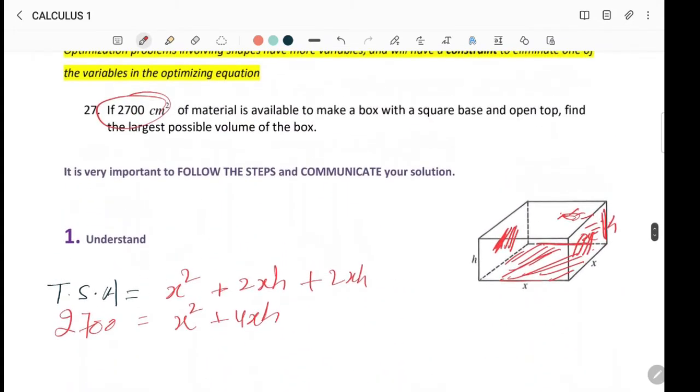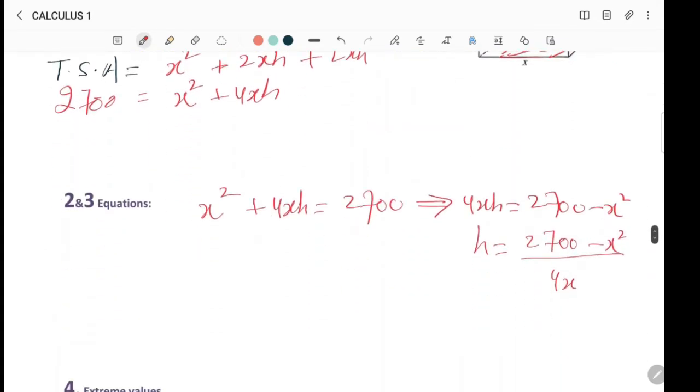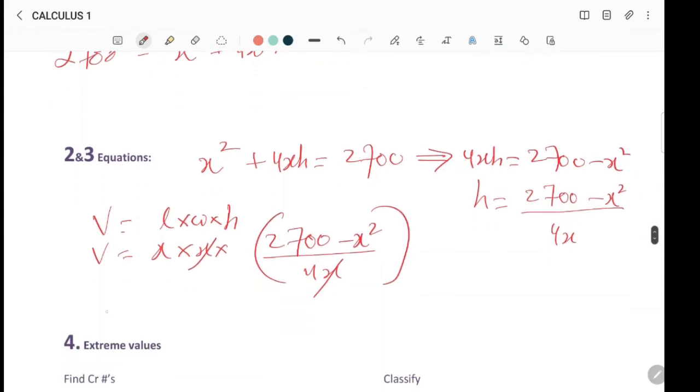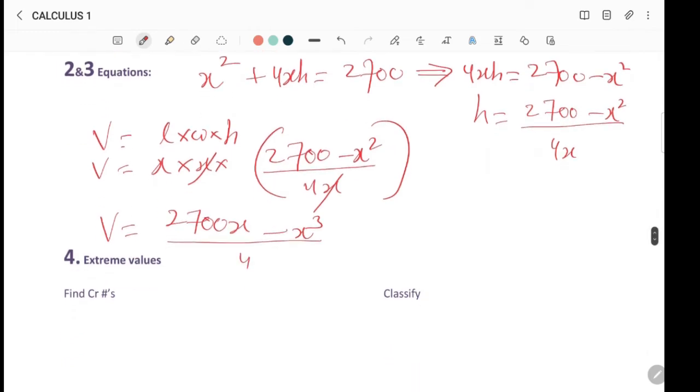Now it is based on volume. Volume has the formula: length times width times height. Length is x, width is x, but height is 2700 minus x square over 4x, but one x we can cancel. So volume equals 2700 x minus x square times x, that is x cube, over 4. Okay, that's the volume.